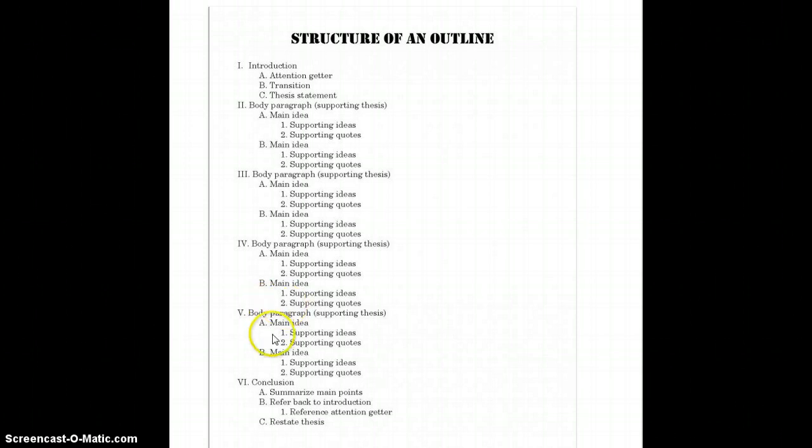Your conclusion comes after you've provided all of your evidence that proves your thesis statement. That's where you will summarize your main points, refer back to the introduction, possibly reference the attention getter you used, and restate your thesis. During this time, in the conclusion, what you do not want to do is to write the exact same thing that you've already written. Instead, you want to offer a fresh perspective on your thesis statement or on the ideas you've brought up.